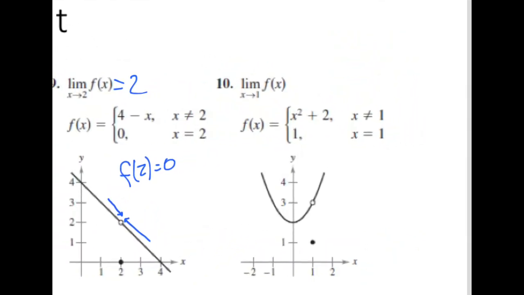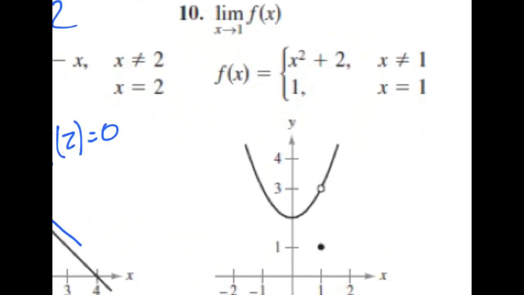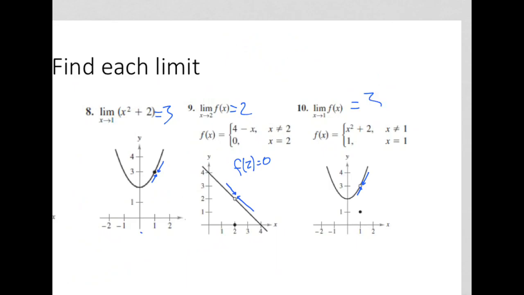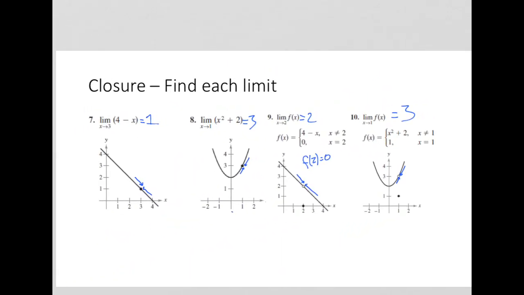So finally, last point, as x goes to 1 from the left, it agrees with the limit from the right, which is going to the y value of 3. So again, limits, it's all about where you're going, not what you actually are.